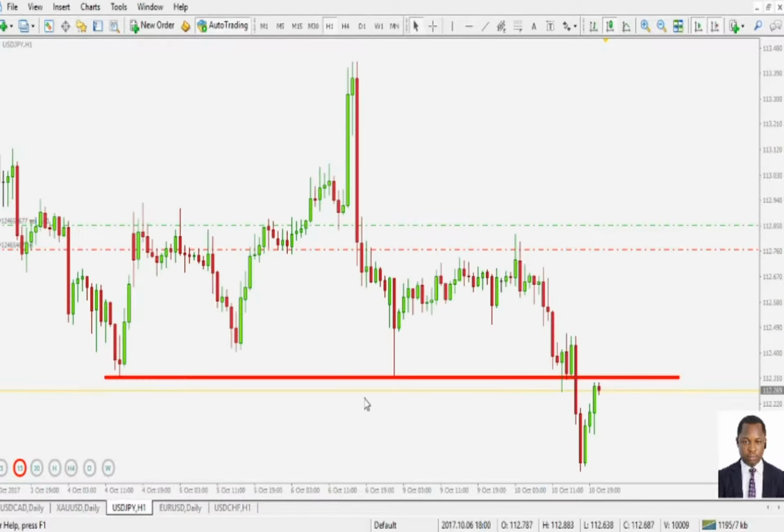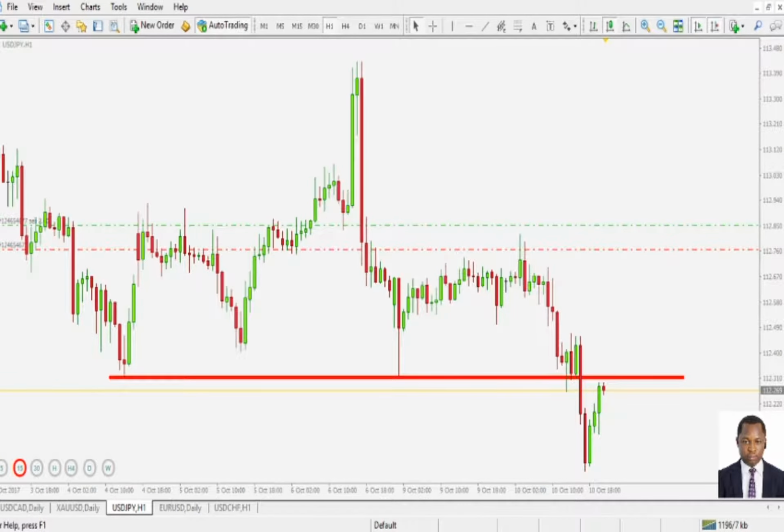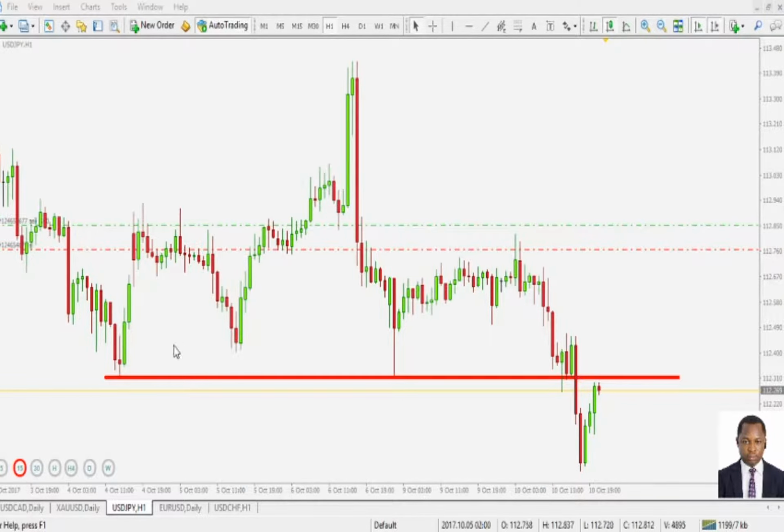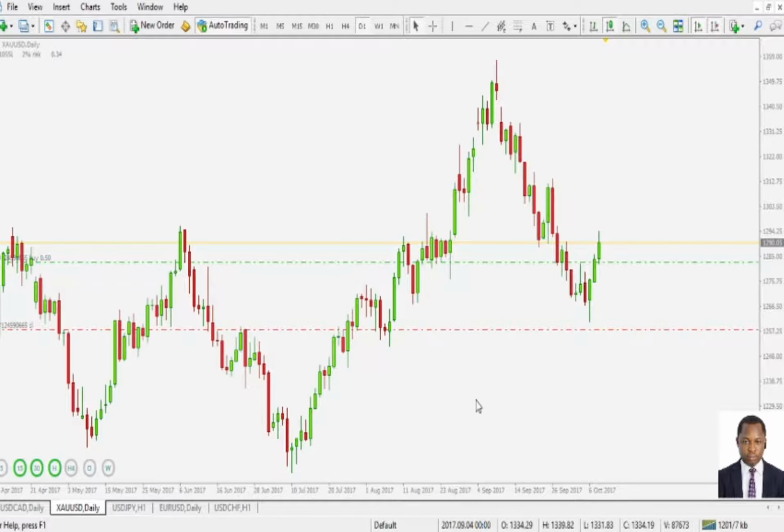Okay, sterling pound against the Japanese yen. This was another trade I took since last week. Doing well. We are expecting further pushes to the downside for tomorrow. Okay, gold, this is XAUUSD. This is still an open trade, still pushing in the right direction.